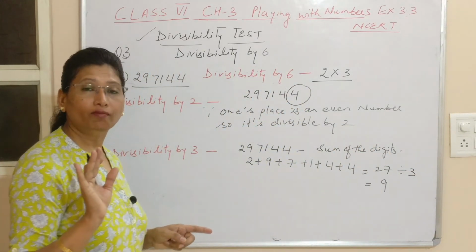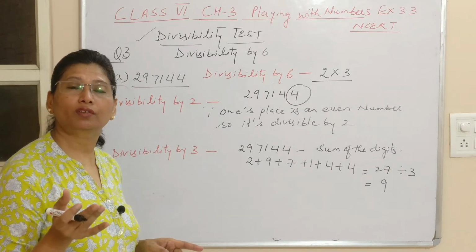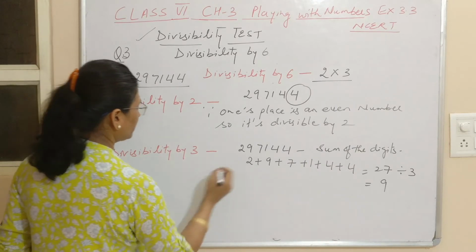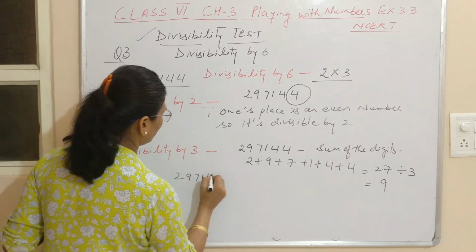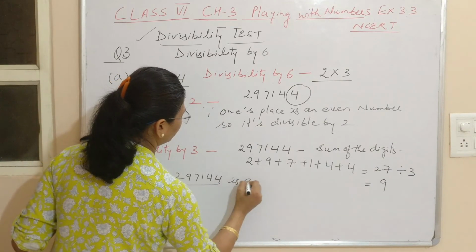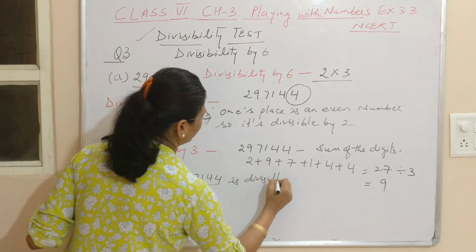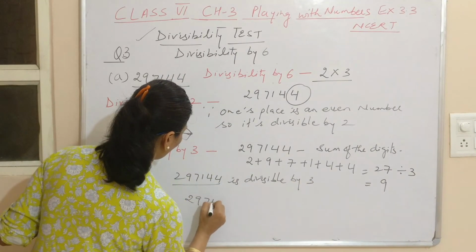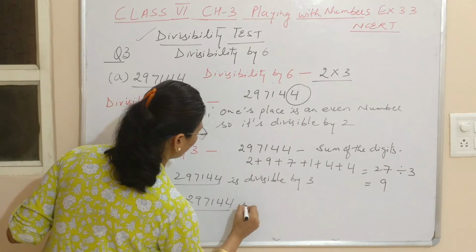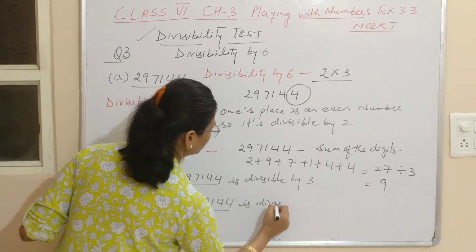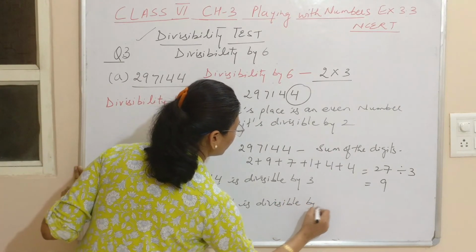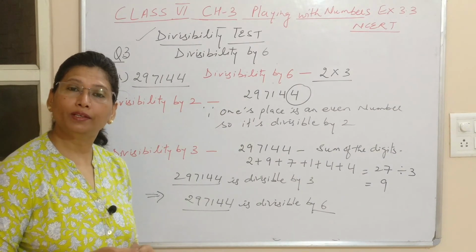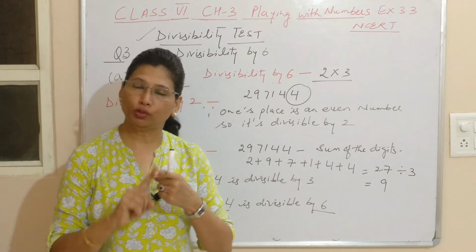That is so simple. In fact, if you have a question where it is being asked whether the number is divisible by 3, we check it this way only. Fine. Now here this is divisible by 3. Therefore, this implies 297144 is divisible by 6. So any question or any part of this question, this will be done this way. To test whether a number is divisible by 6, we need to check the divisibility by 2 and by 3.